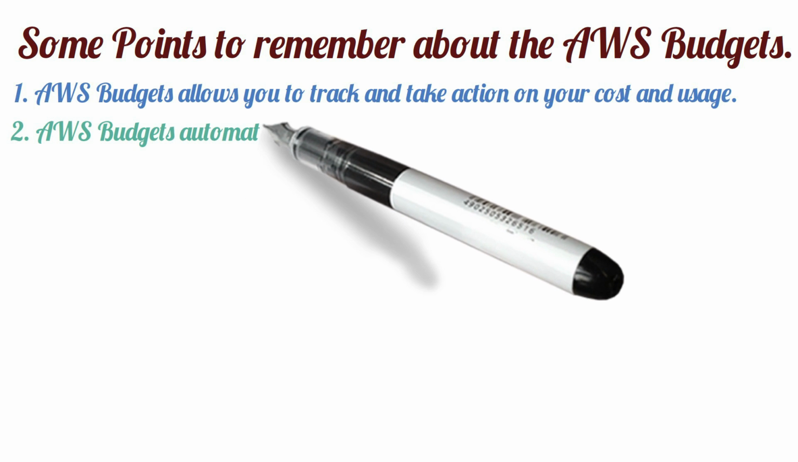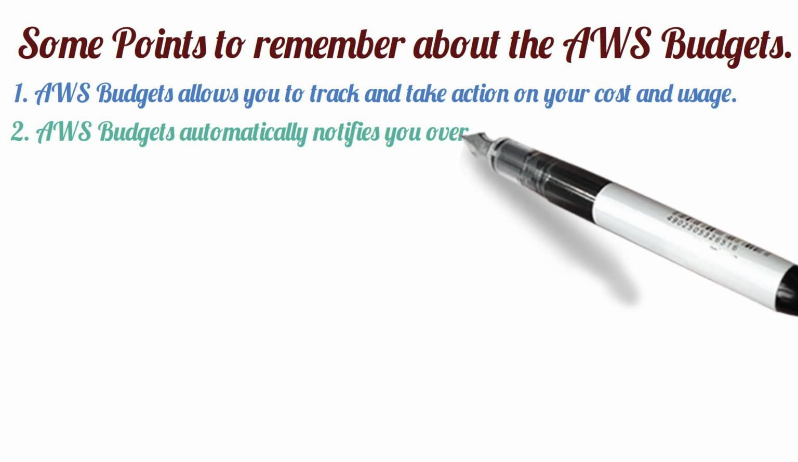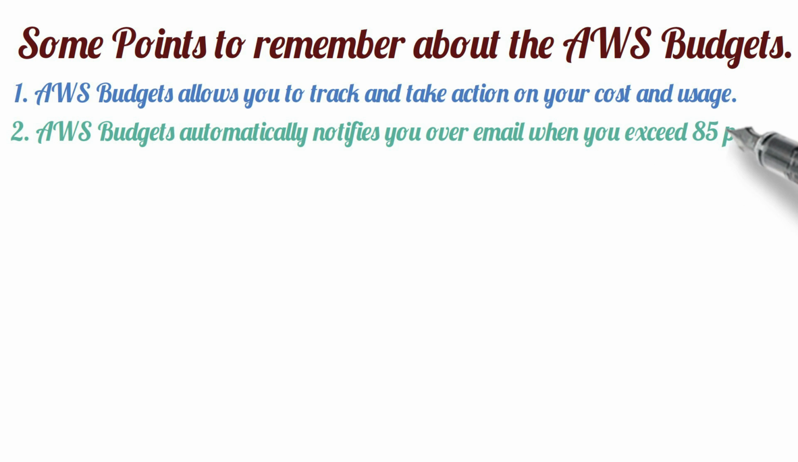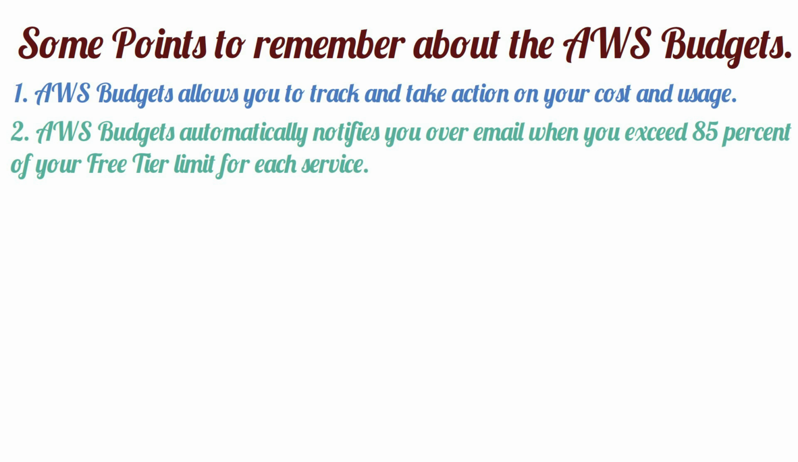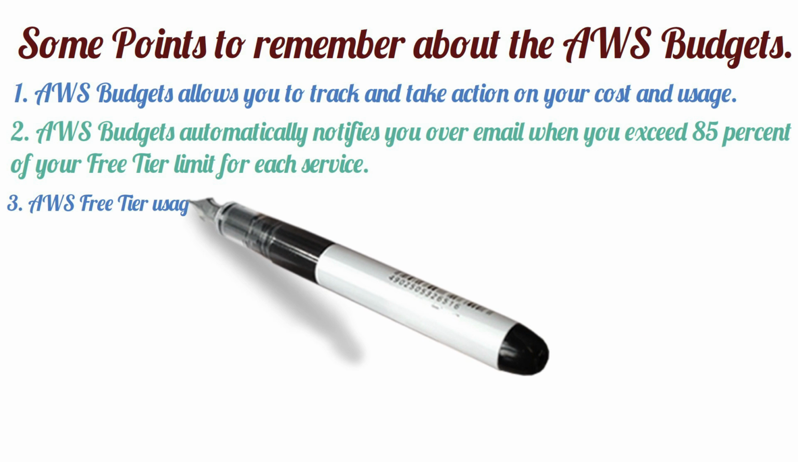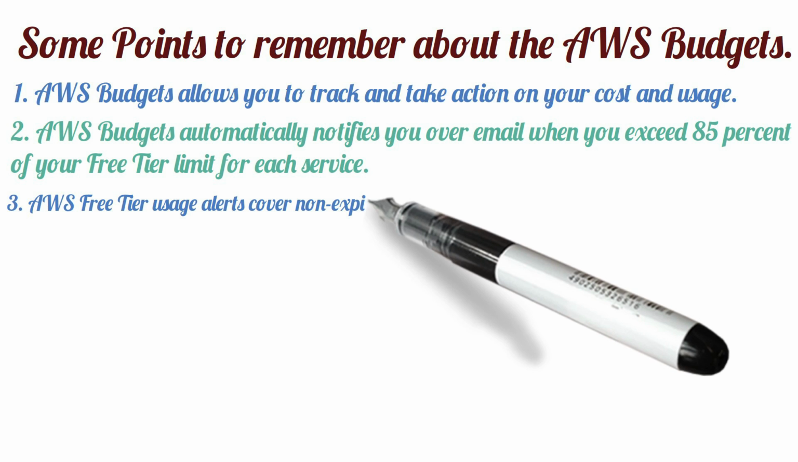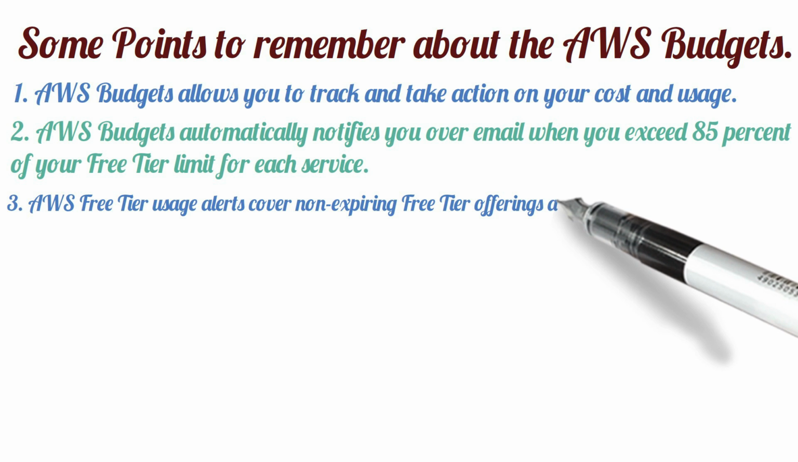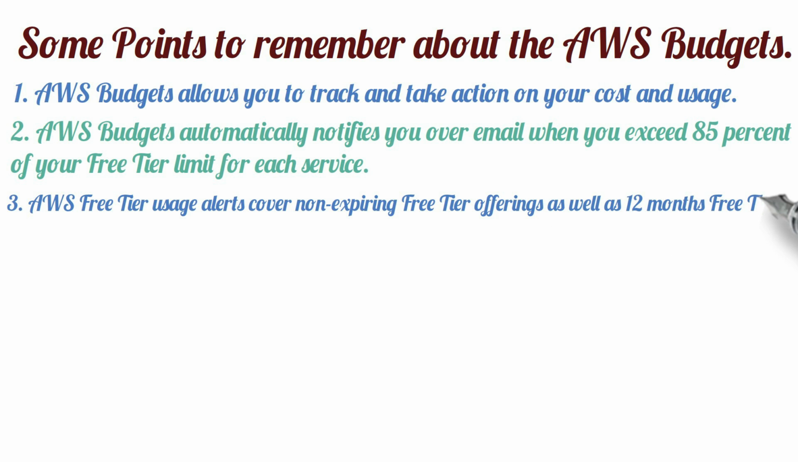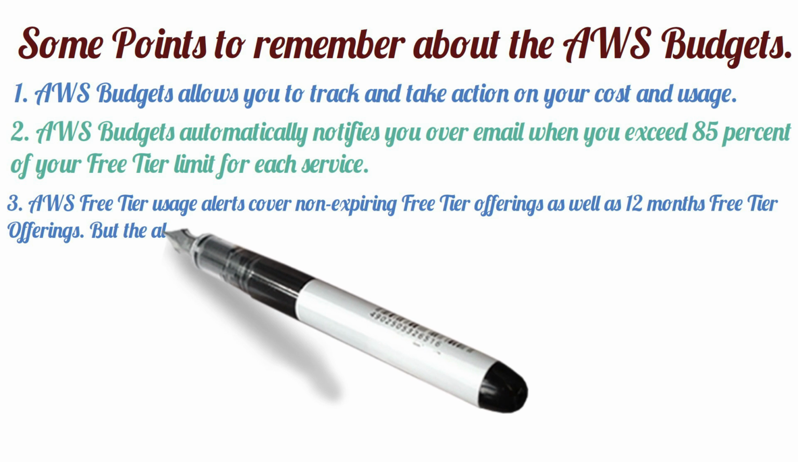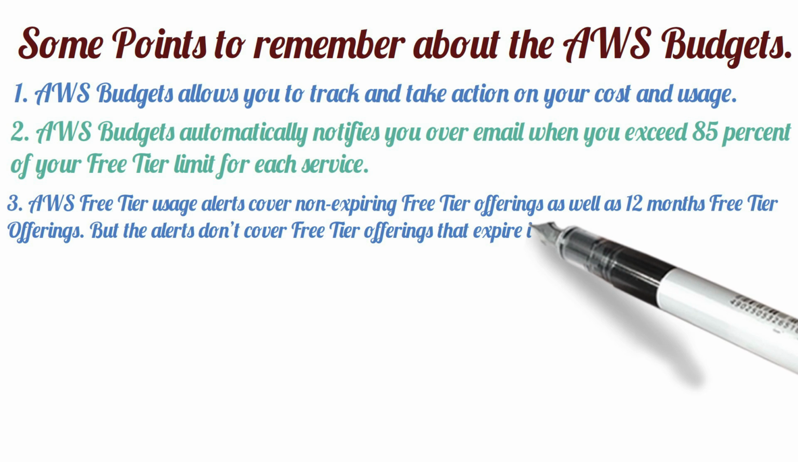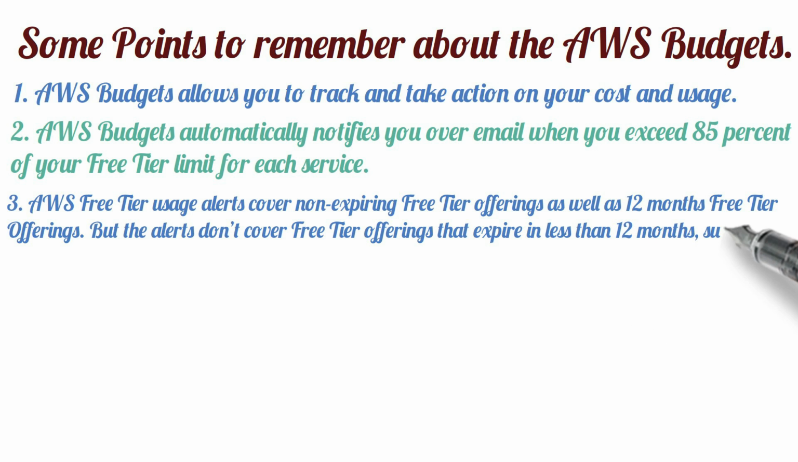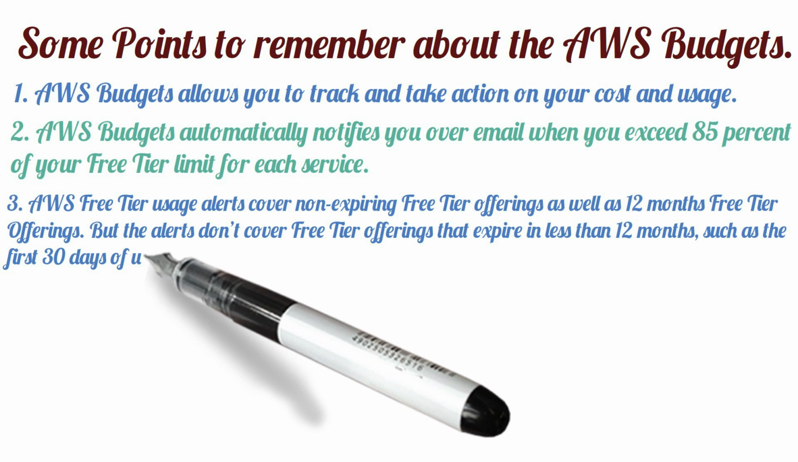Second point, AWS budgets automatically notifies you over email when you exceed 85% of your free tier limit for each service. Third one, AWS free tier usage alerts cover non-expiring free tier offerings as well as 12 months free tier offerings, but the alerts don't cover free tier offerings that expire in less than 12 months, such as the first 30 days of using Amazon Lightsail.